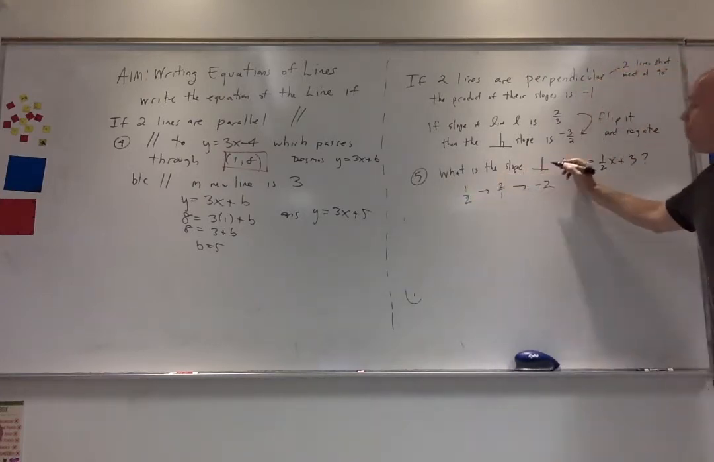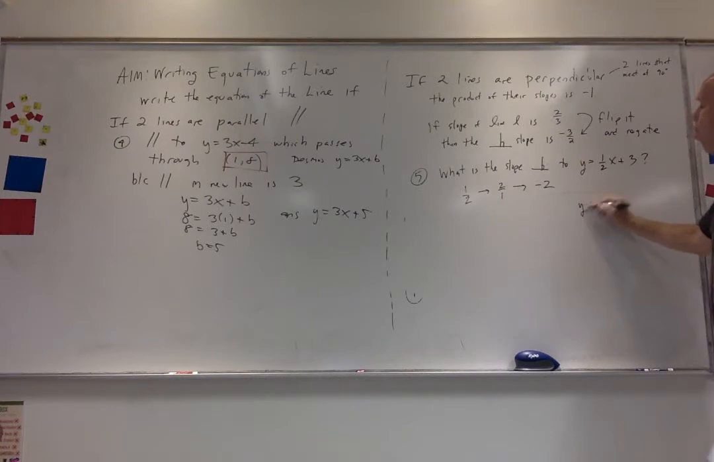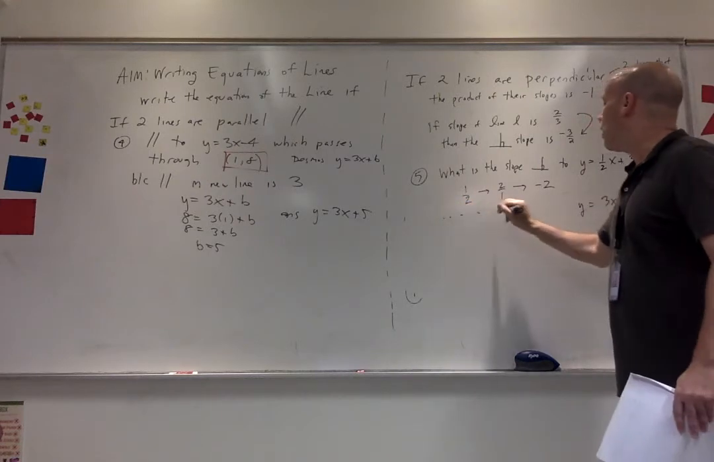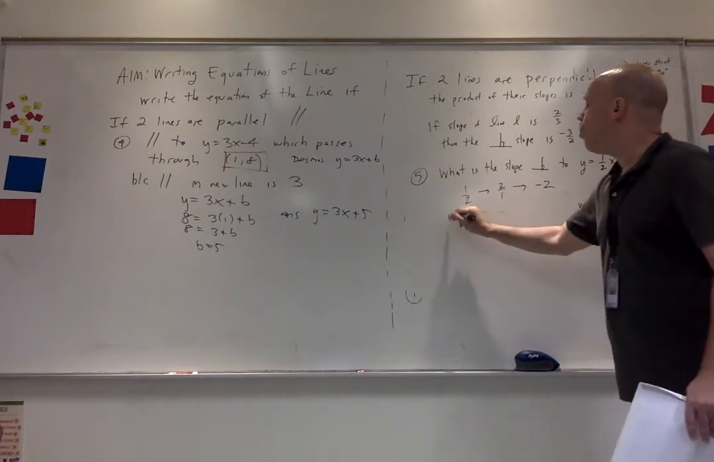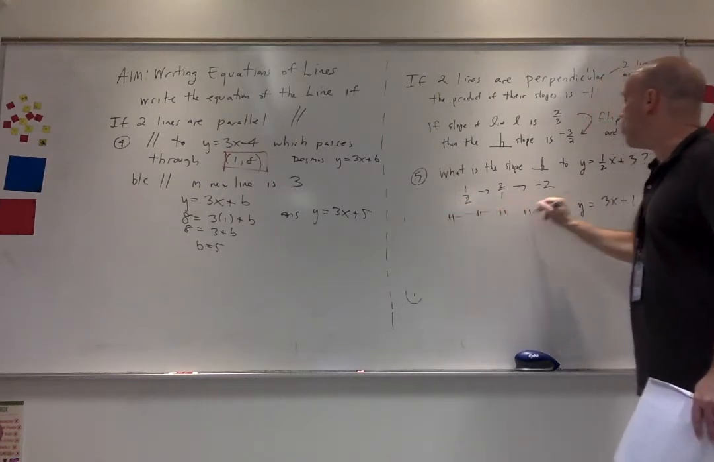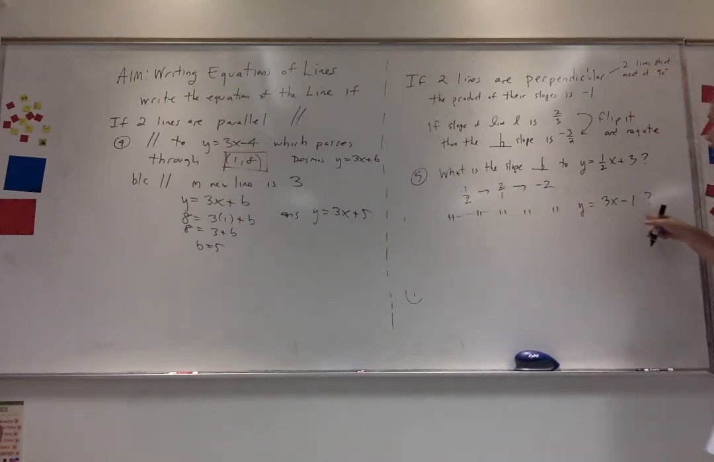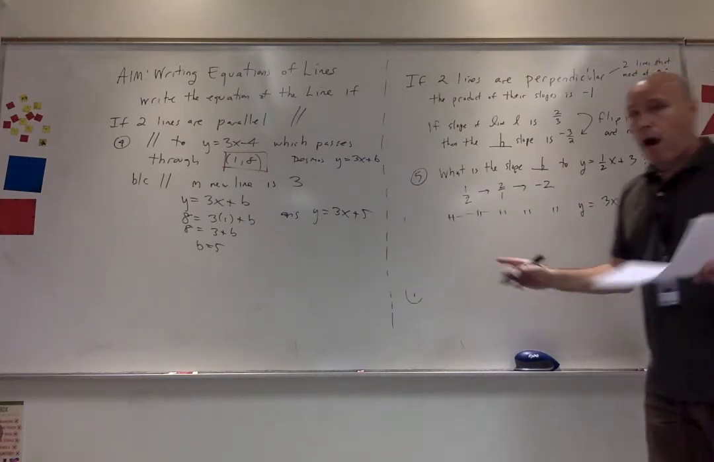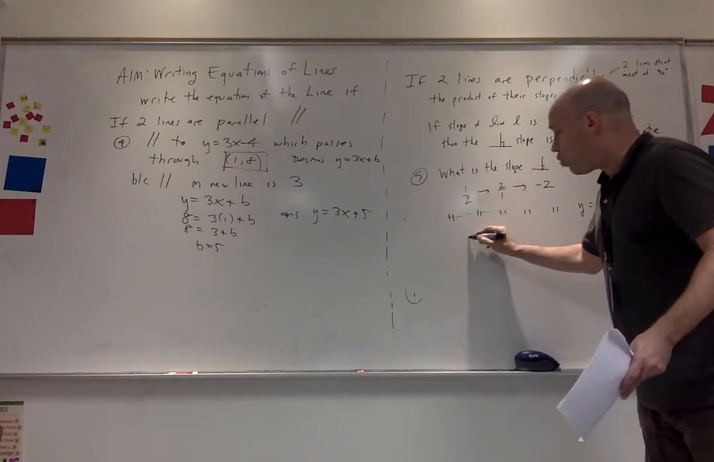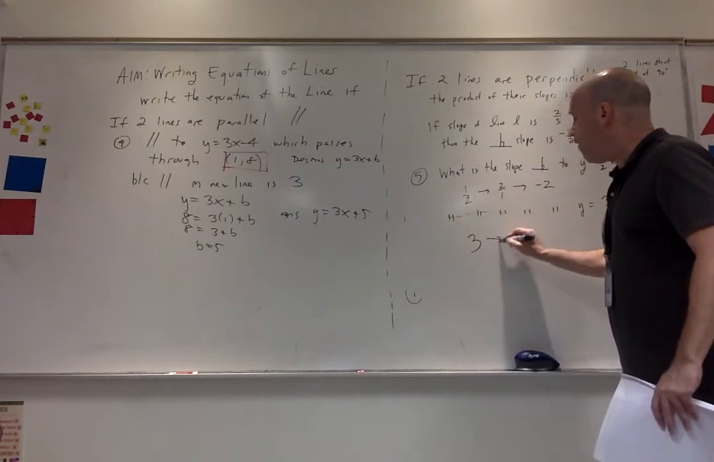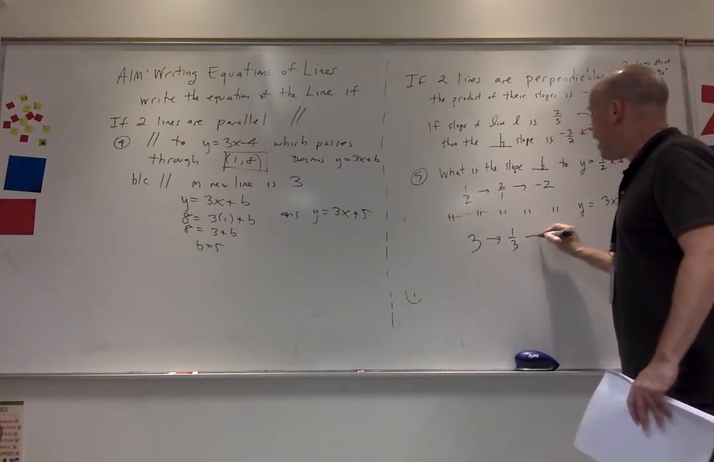How about, what is the slope perpendicular to y equals 3x - 1? What is the slope perpendicular to y equals 3x + 1? You say, okay, Mr. Rao, that's fine. The original slope is 3. Flip it. Negate.